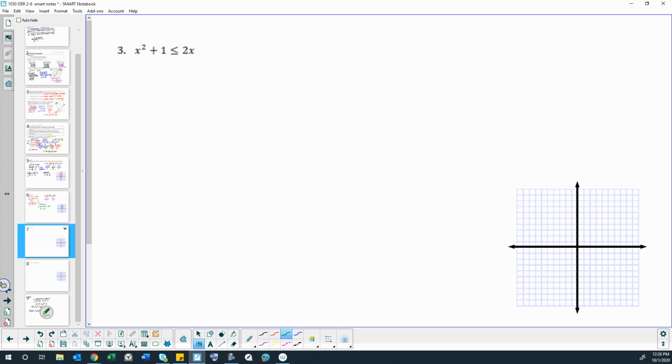Gosh, all these are quadratics. We need to make sure we get to problem 4 just so you see one that's not a quadratic. So x squared minus 2x plus 1 is less than or equal to 0. I want to go through these though too because they're all kind of proving a point. So, what do you notice with this one? It's the same problem we just did, but with one difference. How is it different?